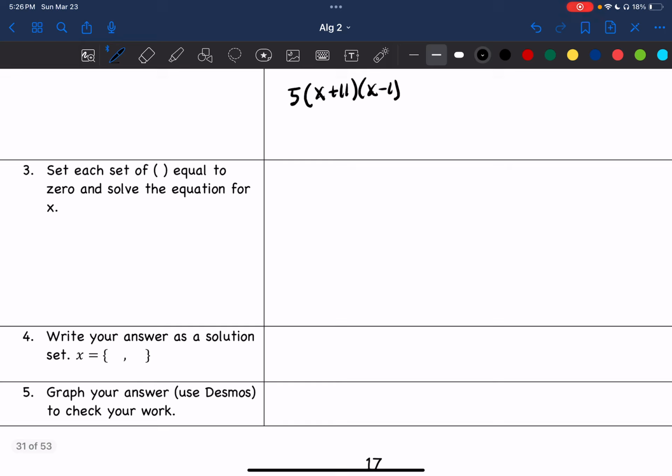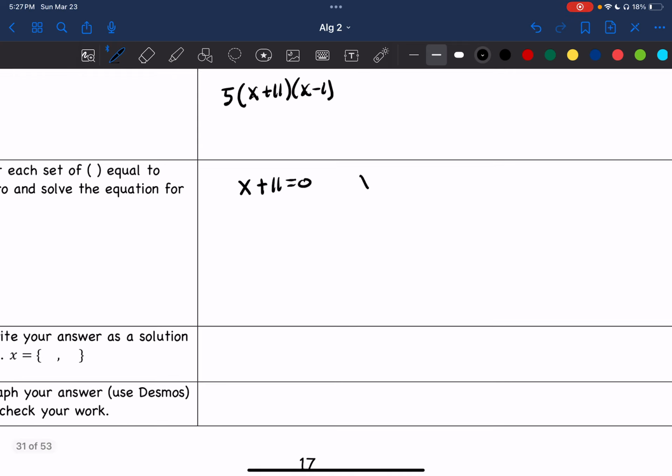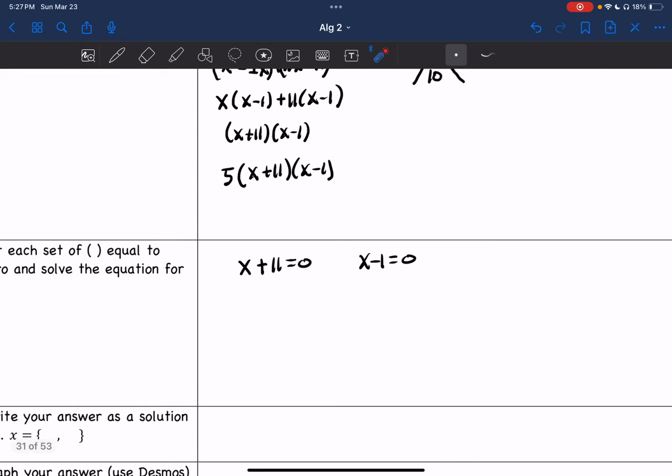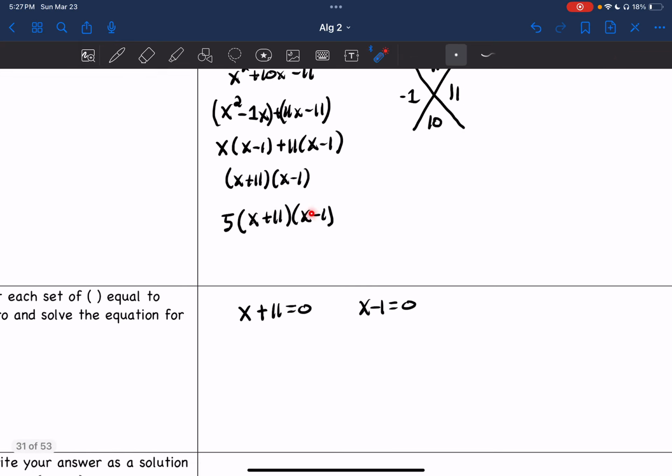All right. So now if we want to figure out what x is equal to, we want to set each set of parentheses equal to 0 and solve the equation for x. So in the first parentheses, we have x plus 11, so we do x plus 11 is equal to 0. In the second parentheses, we have x minus 1, so we do x minus 1 equal to 0. Because if either of these two numbers is 0, when we multiply them, we're going to get back to 0.